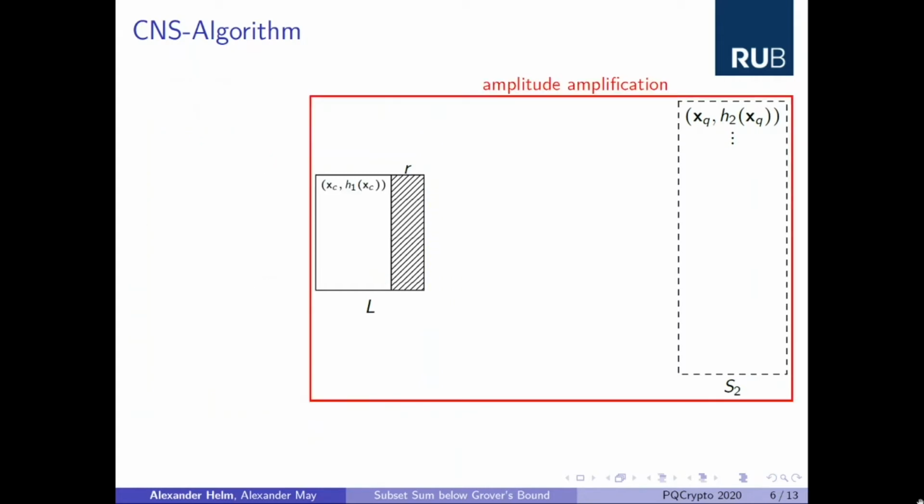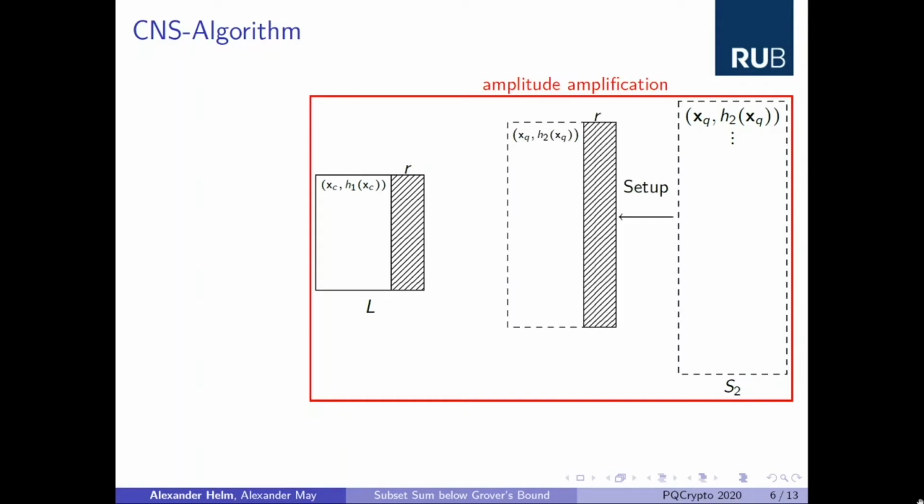So in the second step, we do some amplitude amplification, which is a more general version of the Grover search and consists of a setup and an oracle. In the setup, we start with a superposition over the domain S2 and create a superposition over the elements xq, which also fulfill the condition on the last r bits of the functional value. We assume to do this with some suitable Grover search, without the final measurement at the end.